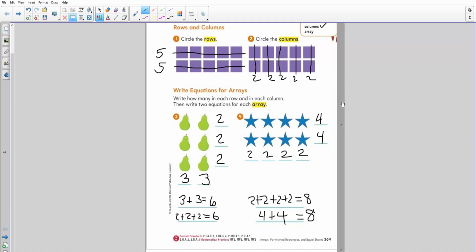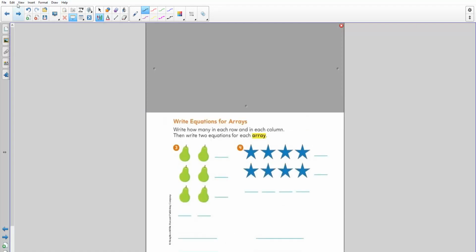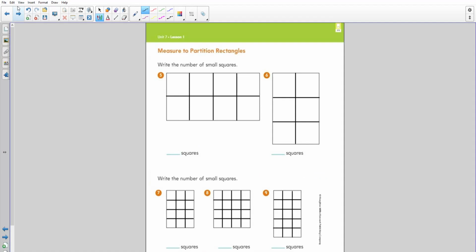You got it, 8. So again, an array is a picture using rows and columns that could be of squares or any other object. And that shows us the total number within a repeated addition. 2 different repeated addition equations can be created from any array. Let's move on to the next page and take a look at some more when it comes to arrays. Oops. Let's move on. The very next page.